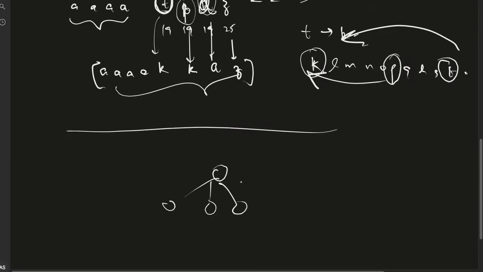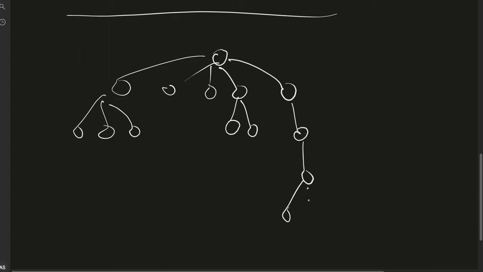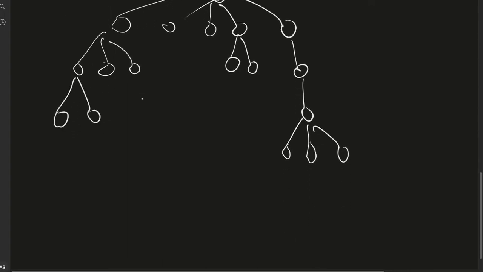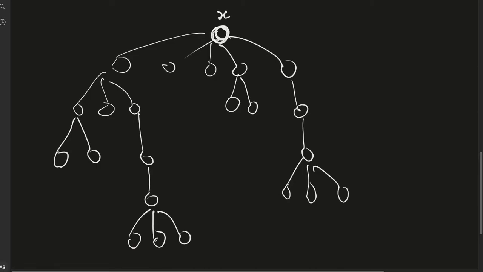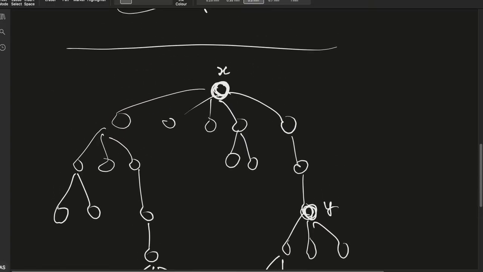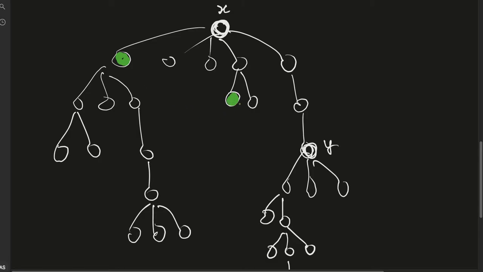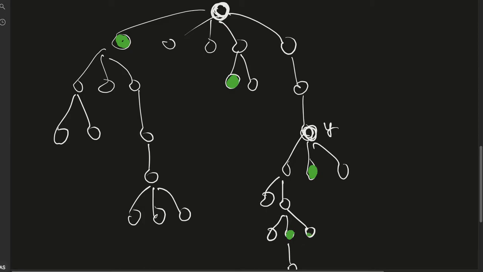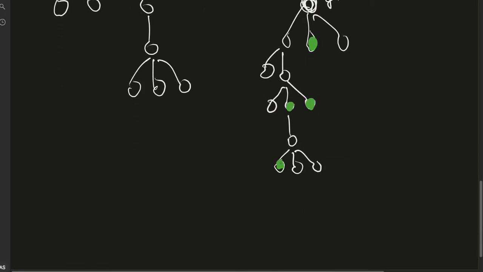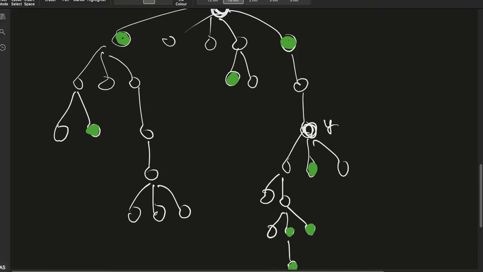We've been given a tree and two vertices x and y. Let's say this is the tree, and this is x and this is y. We've also been given some vertices that are marked. By marked I mean that we need to visit those vertices for sure. So let's say the green vertices are marked.